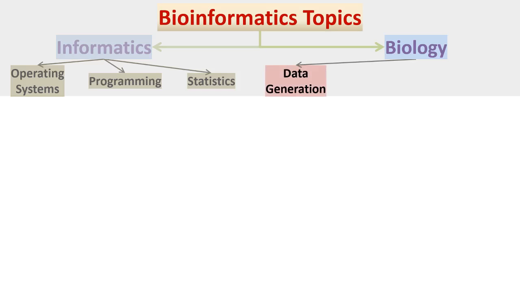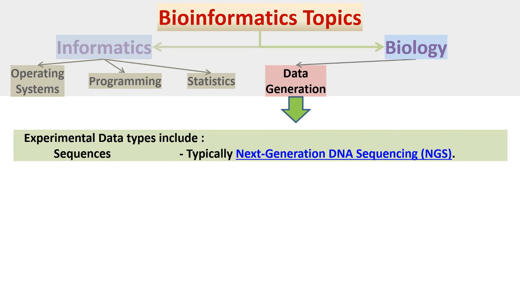The obvious first biology topic has to be data generation. Not much bioinformatics can happen before there is something to make it happen upon. Types of data generated directly by biological experiments include sequences, from small RNA sequences to entire genomes. Commonly, this will involve next-generation or high-throughput sequencing technologies, that is, NGS.